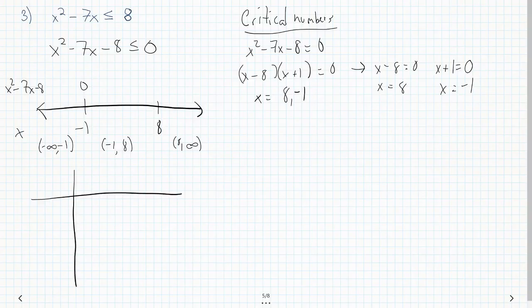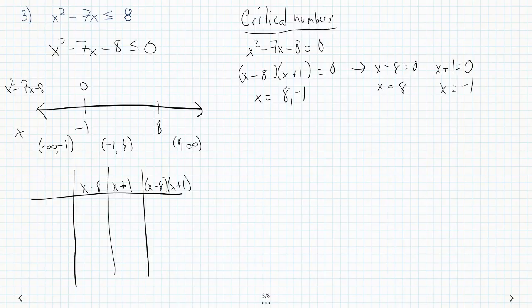And the way we're going to test, notice this thing factors nicely. It factors to x minus 8, x minus 1, right? Or x plus 1, my apologies. And then we had x minus 8 times x plus 1. And what we're going to do is we're going to test this to see if it's positive or negative. Because notice we want less than or equal to 0. So we want it to be negative values is what we're checking for. And we're going to test each interval.